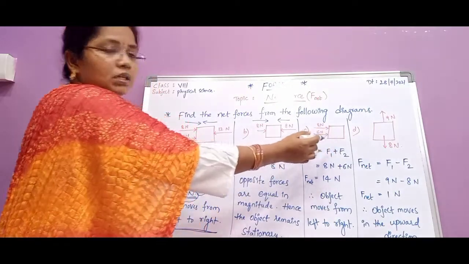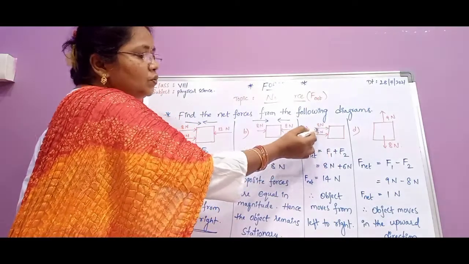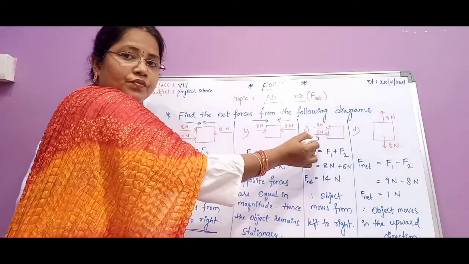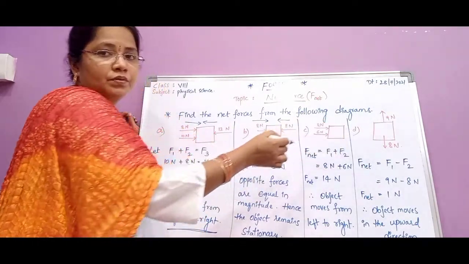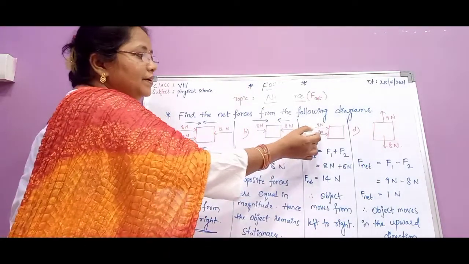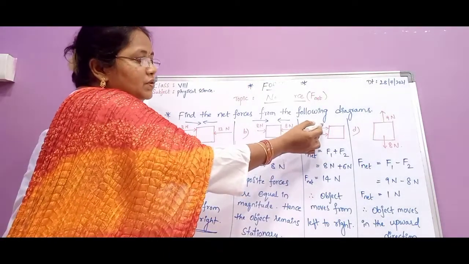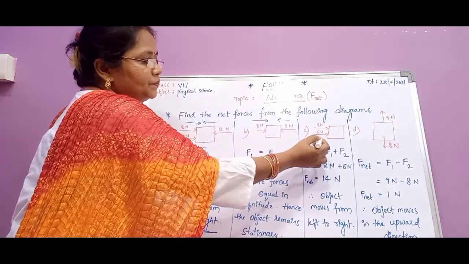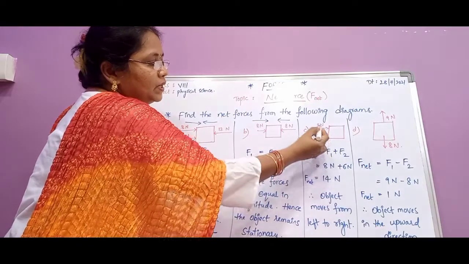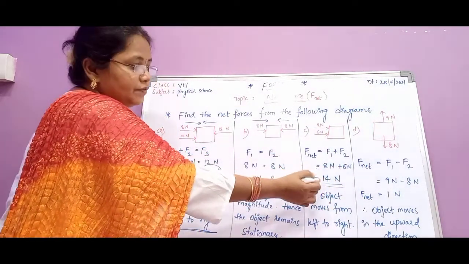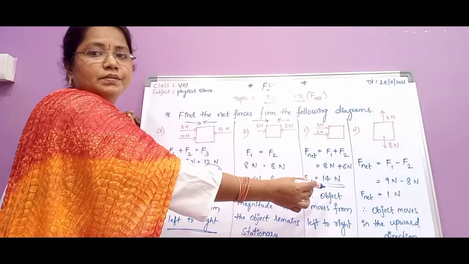Here also one object is there. Upon this object, two forces are acting. One is 8 newtons force acting from left to right, and 6 newtons force is also acting in the same direction, that is from left to right. In that case, as you already know, to find the net force when the forces are acting in the same direction, we have to add them together. So F net is equal to F1 plus F2, here 8 newtons plus 6 newtons, that is equal to 14 newtons. The net force acting on the object is equal to 14 newtons.